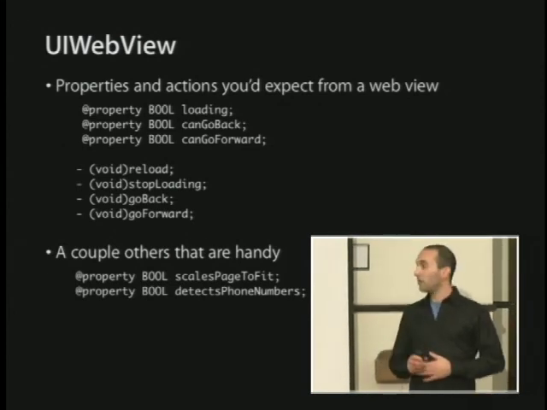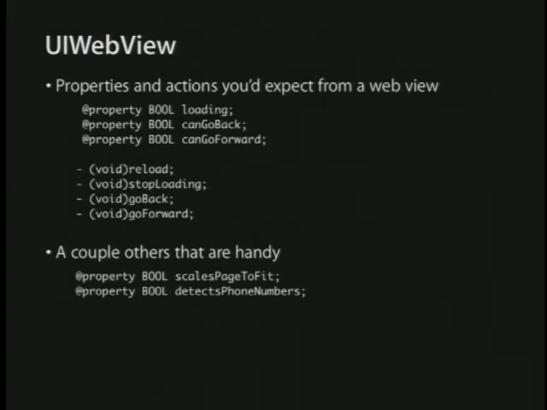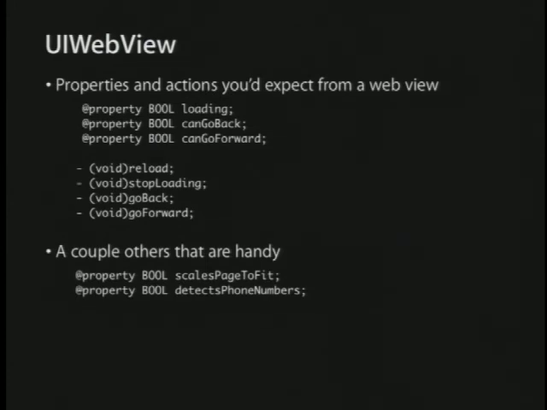And a couple others that are pretty cool. Scales page to fit is a settable property. If you set it to yes, that UI web view is going to take whatever web content it loads and scale it down to fit within the bounds of your web view. So if you load a web page like the New York Times, right? It's probably pretty wide, too wide to fit on the phone. When you set scales page to fit to yes, it takes it down and zooms it out so that it fits within the 320 or whatever size your web view is.